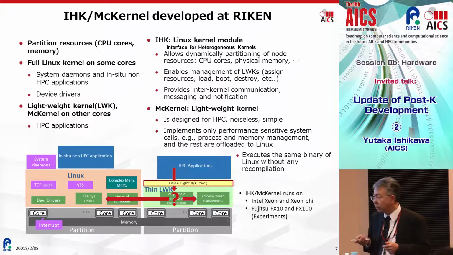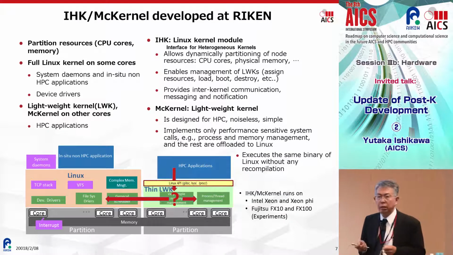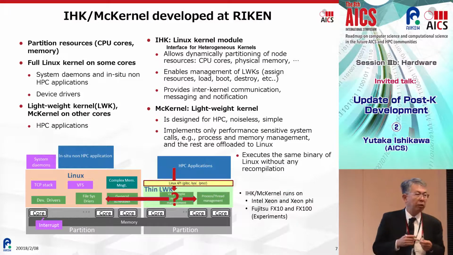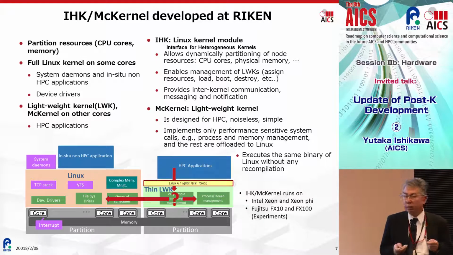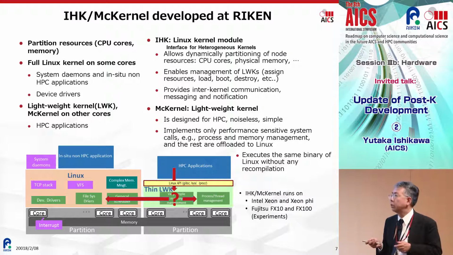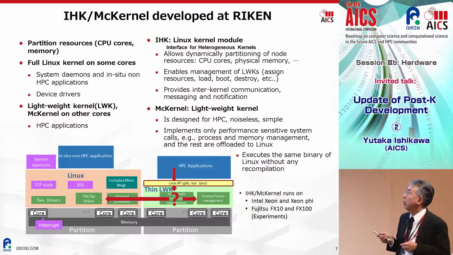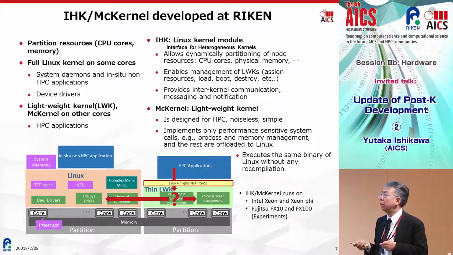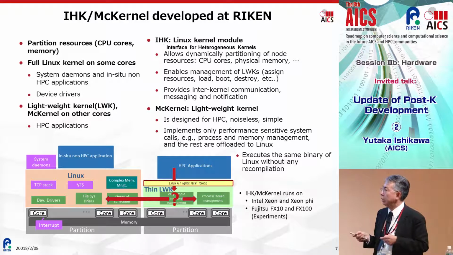This picture shows one single compute node. There are many cores, and on some cores, the Linux kernel is running. And the HPC applications run on the rest of the cores. So that's our assumption. The IHK partitions the hardware resources like CPU cores and memory. And IHK enables us to run the lightweight kernel on those cores, and also the communication between Linux and this lightweight kernel.